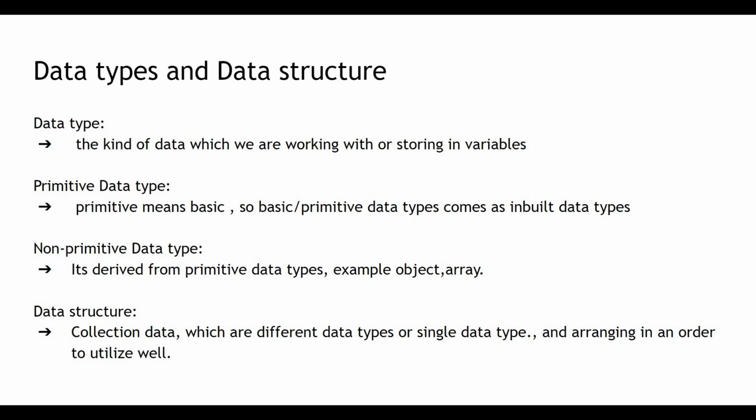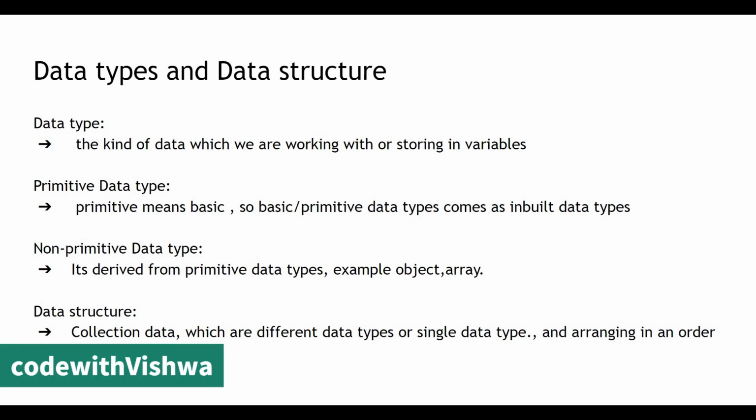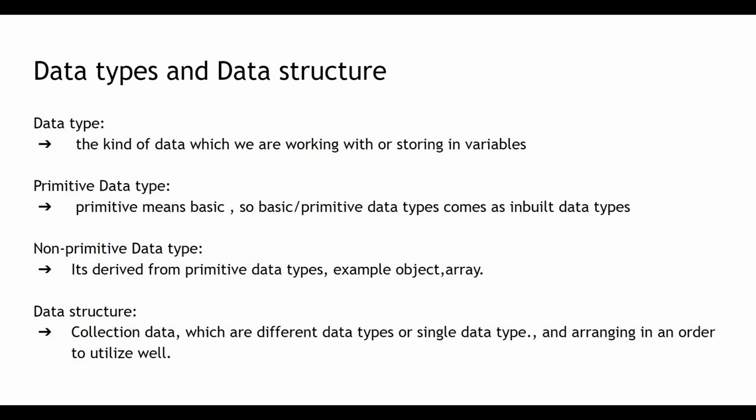Okay, let's come to the data structure. See, data structure is a collection of data. In the data, there may be one single data type or different data types, but it is a collection of data. Why we need this data structure is, while developing an application or while using the data, we have to arrange that in a proper order, then we can utilize it well. That arranging of the data is called data structure. It is a simple definition. Utilize it well, that's it.